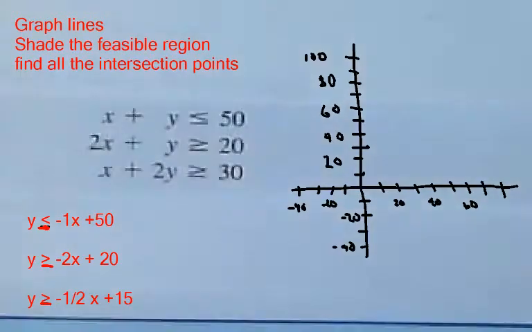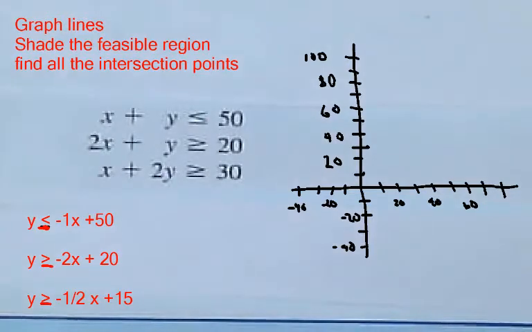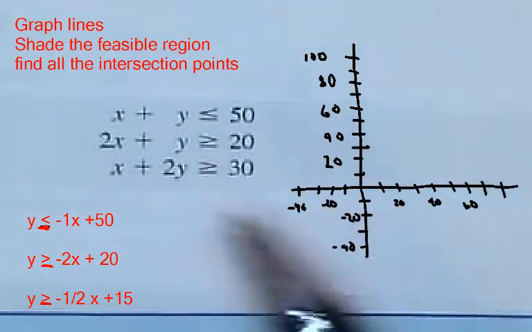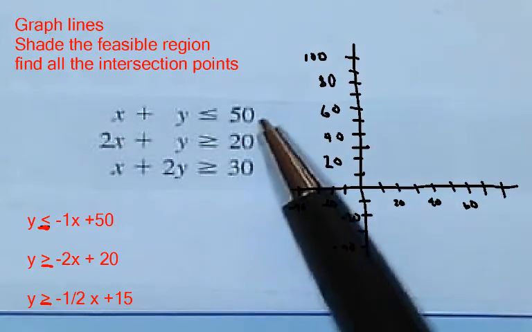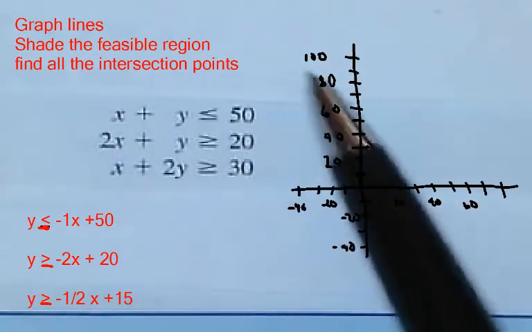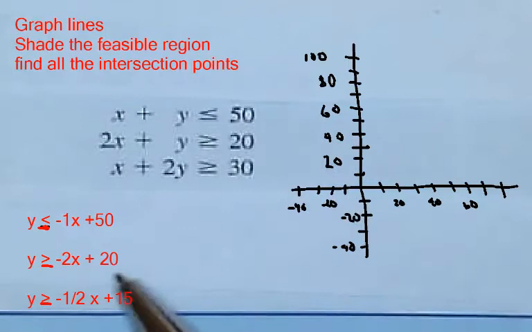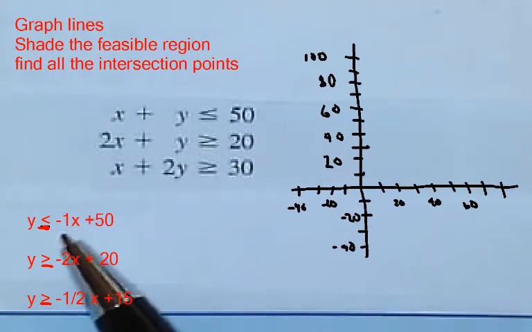Okay, we're intersecting inequalities part 2. Alright, so now we have 3 inequalities. This one is x plus y is less than or equal to 50, which we can translate if we subtract the x. We subtract the x and we get negative 1x plus 50.